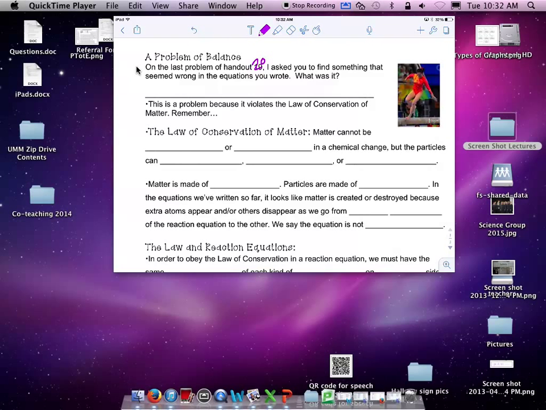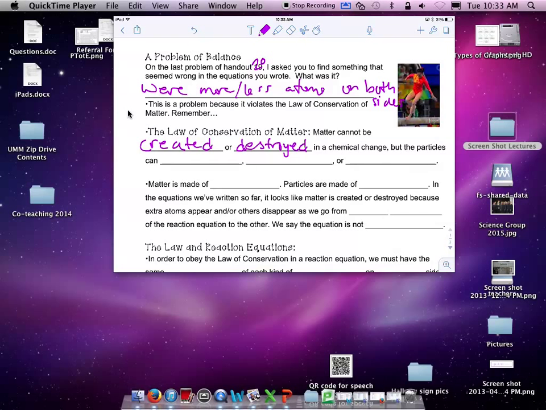Hopefully you noticed something like there were more or less atoms on both sides. So sometimes there were extra atoms that seemed to appear from nowhere, and sometimes there were more than there should have been compared to the other ones, or less than there should have been. Well, the idea here is that that's a problem because of the law of conservation of matter. The law of conservation says that matter cannot be created. You can't suddenly have matter out of nowhere, and you can also not destroy it. You can't suddenly have matter that disappears.